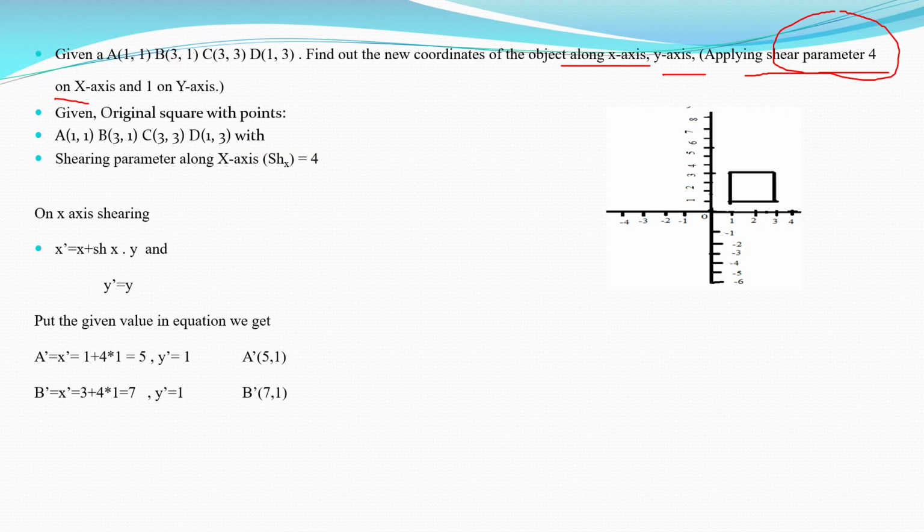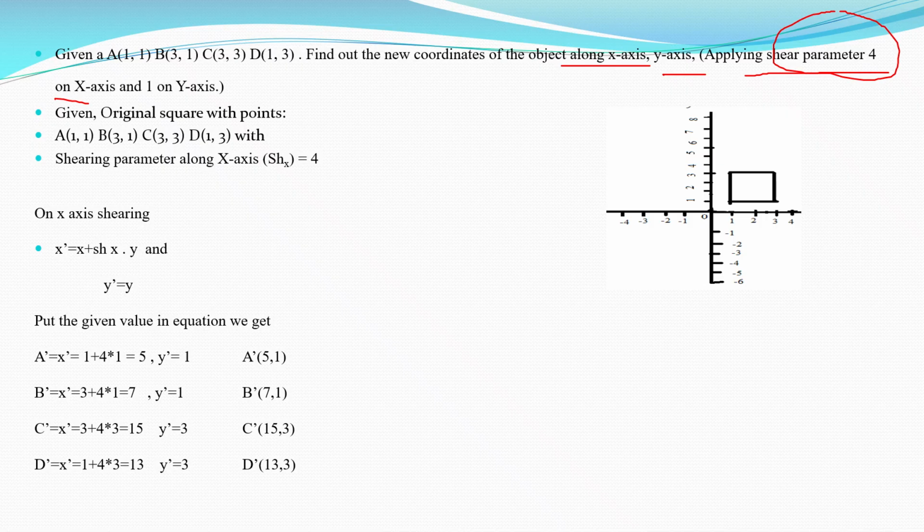Like this you have to take all the A, B, C, D dash values. After shearing we get B as 7 comma 1, C as 15 comma 3, and D as 13 comma 3. We are just applying the x and y values with the shearing of x being 4. We just have to multiply, and the y value should be the same as given. That's why we got this.